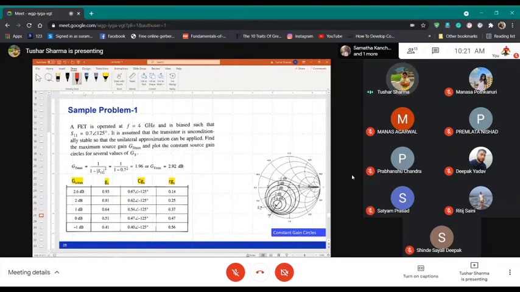So let's go with an example, because an example makes things very clear and makes our life easy. In this particular case, it has an S11 of 0.7 angle 125.